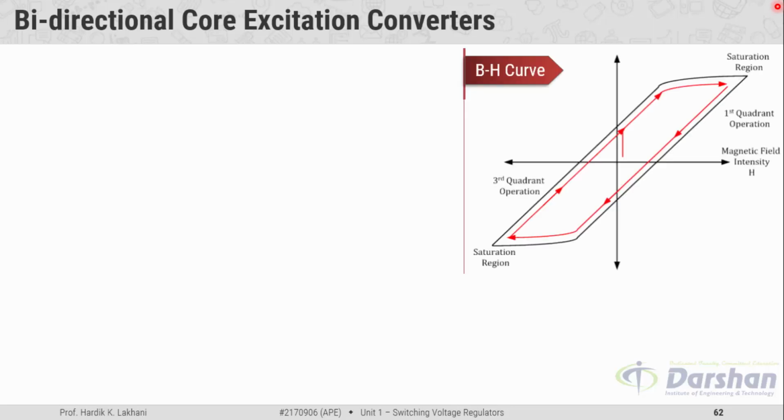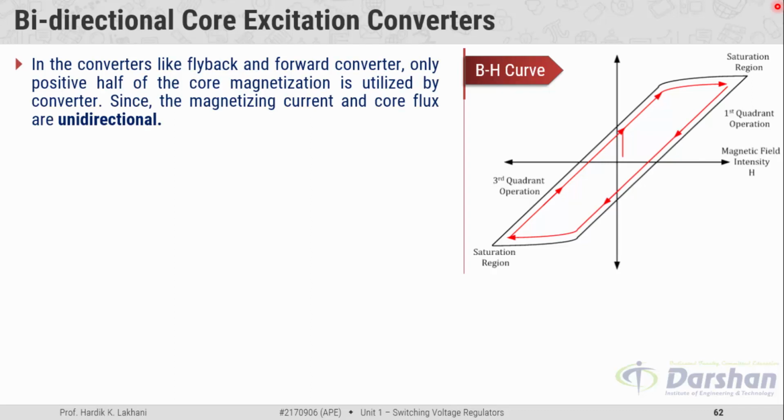So with the help of BH curve of the transformer core, we can understand the meaning of unidirectional core excitation and the bidirectional core excitation. So in the converters like flyback and the forward, only the positive half of the core magnetization is utilized, since the magnetizing current and the core flux are unidirectional.